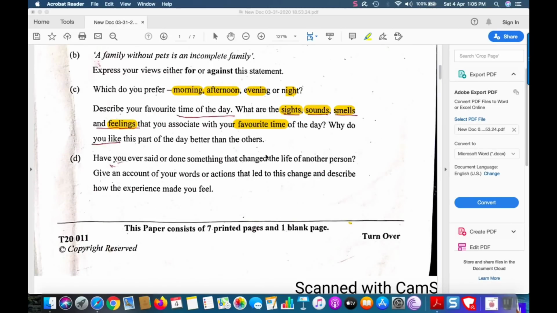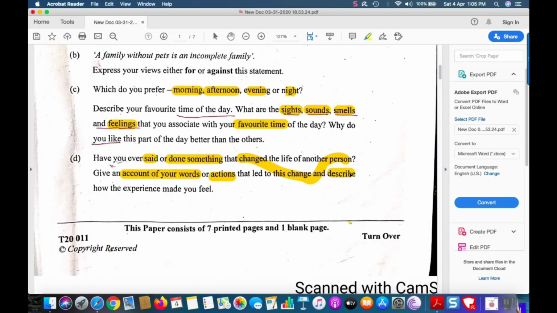Okay, coming to the next question. This is a narrative one. Have you ever said or done something that changed the life of any person? Give an account of your words or actions that led to this change and describe how the experience made you feel. Now, see, the question has certain parts. Have you ever said or done something that has changed the life of a person? Give an account of your words or actions which led to the change and describe.